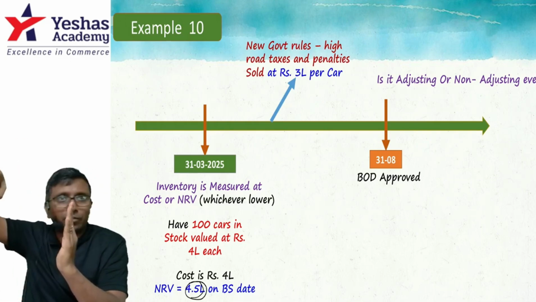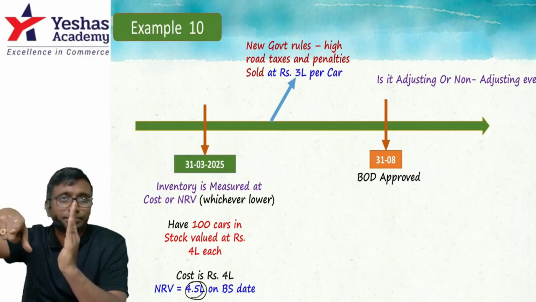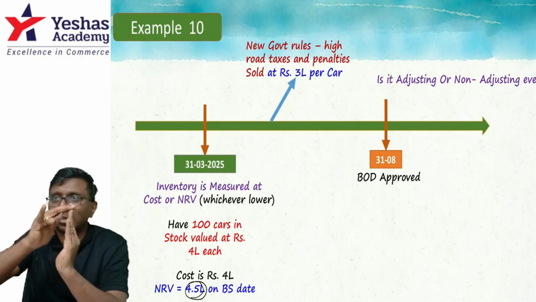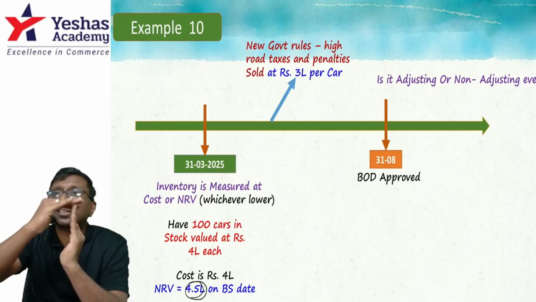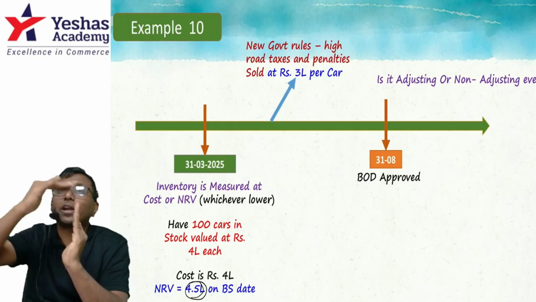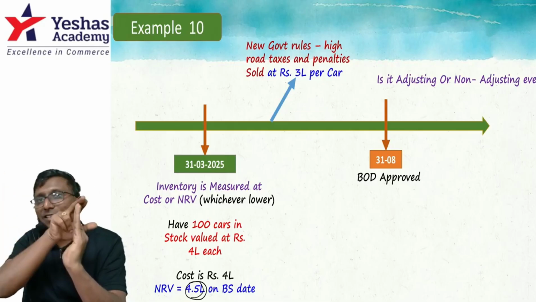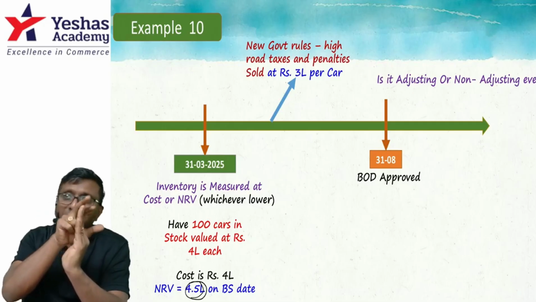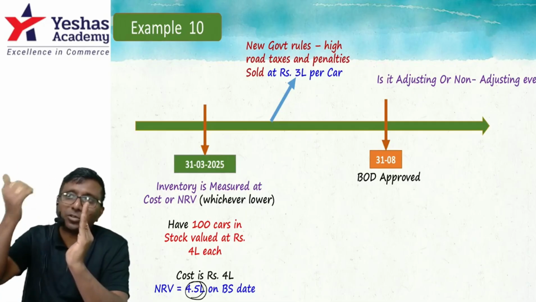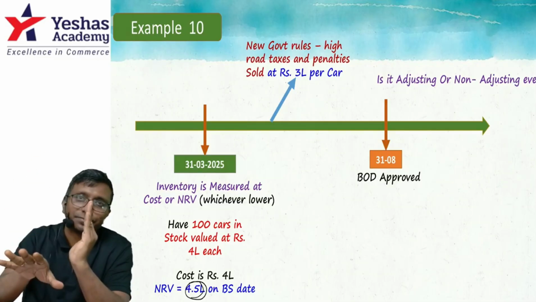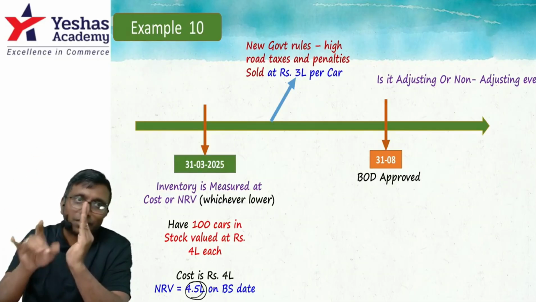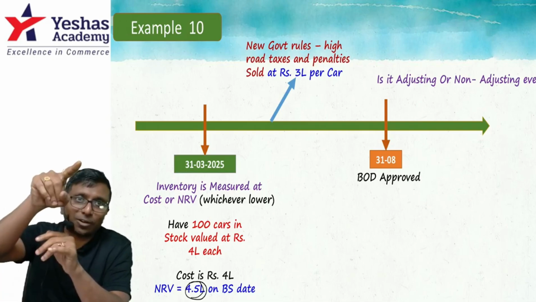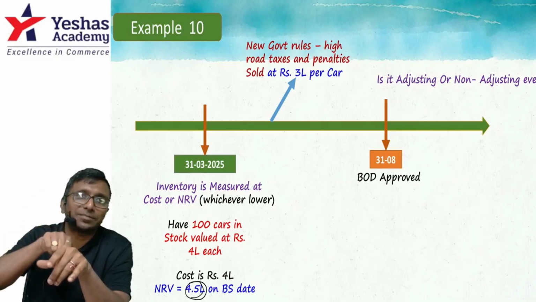I will get 4.5 in the future. Do you agree with me? As on 31st March, that is at the end of 31st March only we are talking. What is your estimation or expectation? 4.5 lakh I will be able to sell. Wasn't it an estimation or not? Yes or no? Right. But the subsequent event is proving that your estimation of 4.5 is wrong. Then it is adjusting only. I am not changing the 4 lakh. I am changing 4.5.